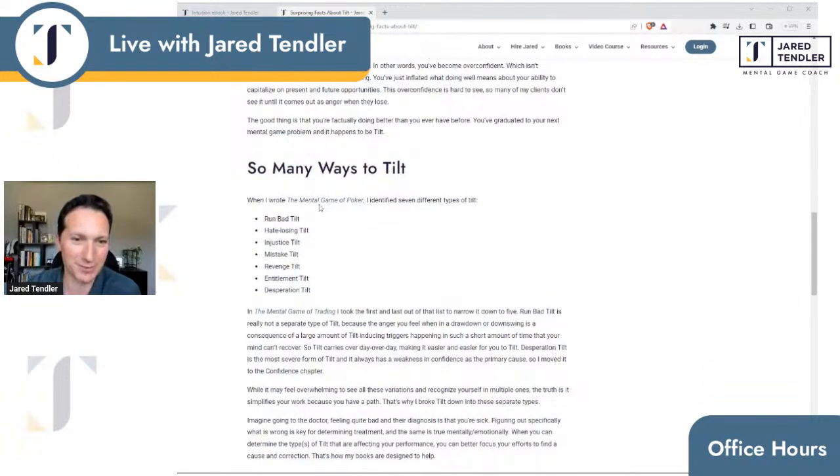In The Mental Game of Poker, I identified these 7 types of tilt. And I've challenged people to come up with a new type of tilt that does not fit under these umbrellas, and I've yet to find one that I think is truly unique. Okay, so you've got run bad tilt, which is effectively the tilt that happens while you're running bad. It's not a unique form of tilt, so to speak, but there's such a high concentration of tilt-inducing stuff that it gets easier and easier for you to tilt as the bad run goes on.